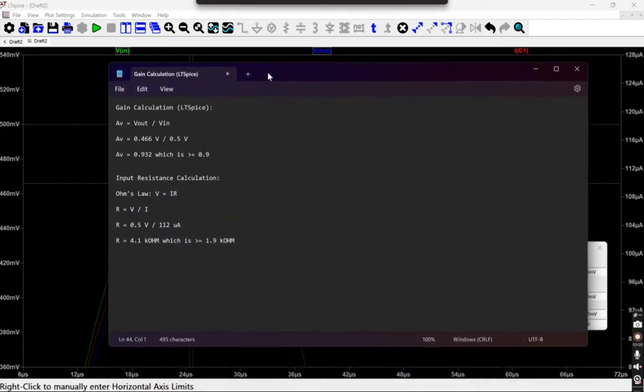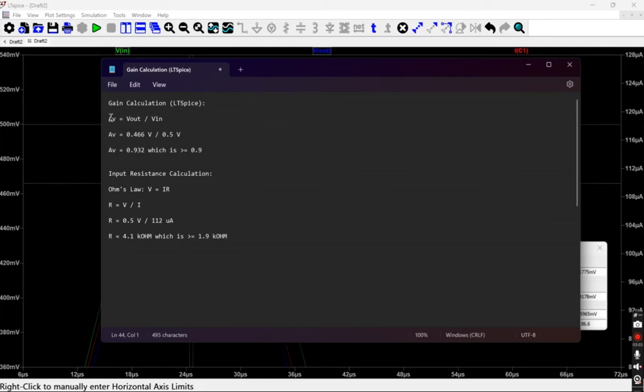Now, using these values, gain can be calculated as shown here, where Av is equal to Vout over Vin, which is equal to 0.466 volts over 0.5 volts, which gives us a gain of approximately 0.932, which is greater than or equal to 0.9, which is the desired specification.